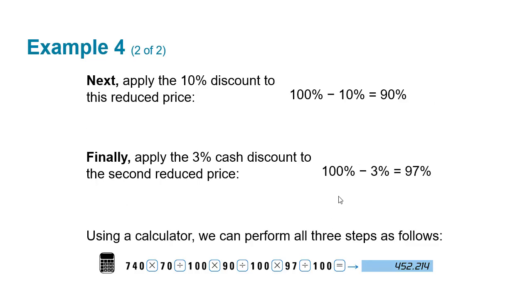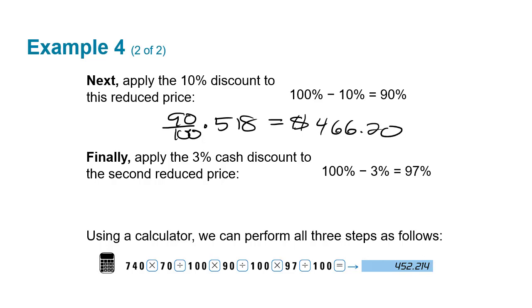And now we can repeat the process. We're taking 10% off, which means we're left with 90%. So we're going to do 90% of the previous, right? The intermediate of 518 after we had the first reduction. And that's going to equal what we get with that one, which is 466.20. And then finally, we're going to take that 3% away.